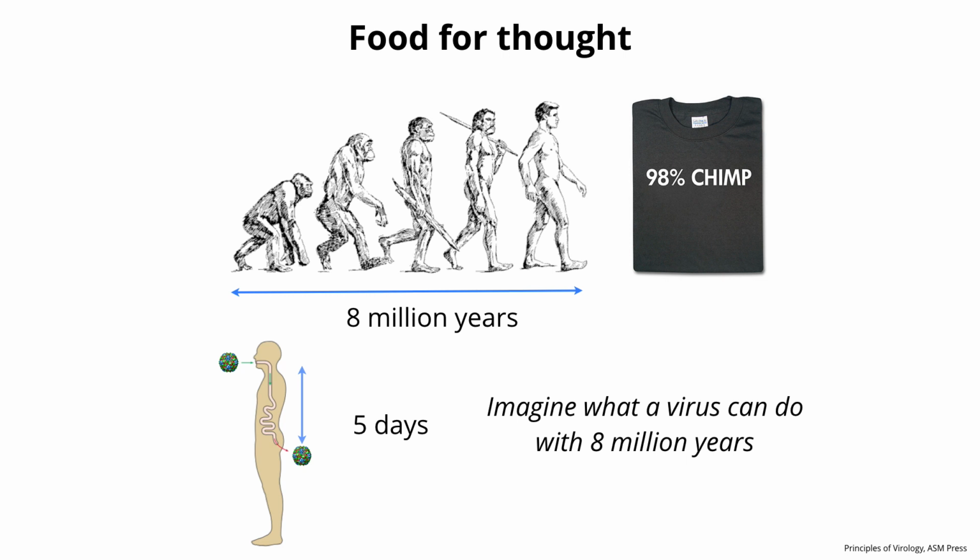Now, in 5 days, the polio genome, from the time you ingest it to the time you shed it in your feces, 5 days it takes to go from mouth to feces. In those 5 days, the genome of polio will change just as much, 2%. 5 days. So imagine what a virus could do with 8 million years.